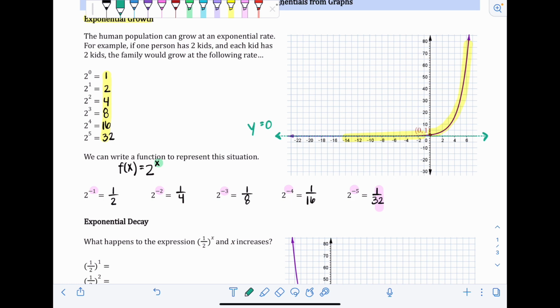And then you'll see that anytime you have what we'll call a parent function, even though the base can change between 2 and any other number. Anytime you have a base raised to an x with nothing else in your exponential function, you'll have that asymptote at y equals 0. And it's just a boundary line because it's impossible to get a 0 output or a negative output.